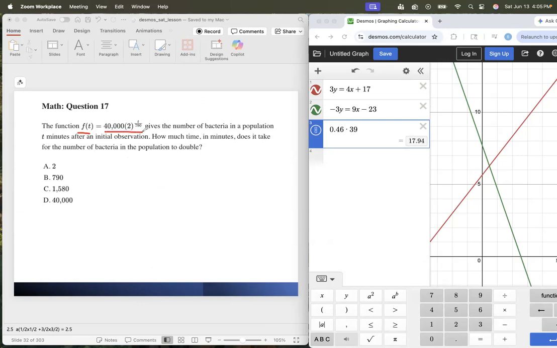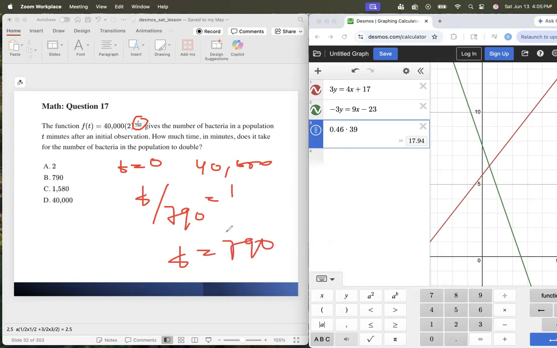And f of t is equal to that. Given that the number of bacteria in the population is t minutes after initial observation, how much time would it take in minutes for it to double? When I give you an exponential function, always remember that when t is equal to 0, that is the initial value, you have 40,000, right? That's very, very important. When t is equal to 0, the whole exponent is 0, this will be 1. When would it double? When the exponent t over 790 has to be equal to 1. That's all. Therefore, t has to be 790 for it to be 1. And therefore, this will multiply by that, and your answer is that.